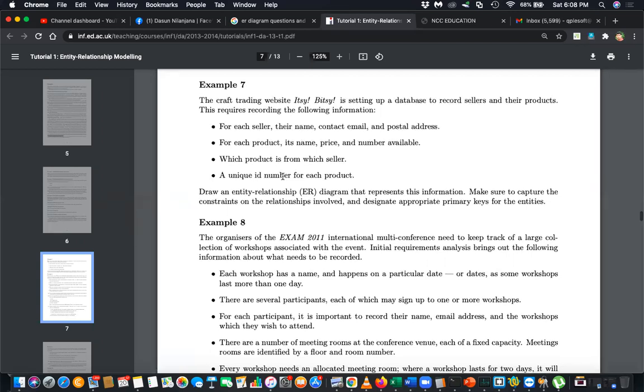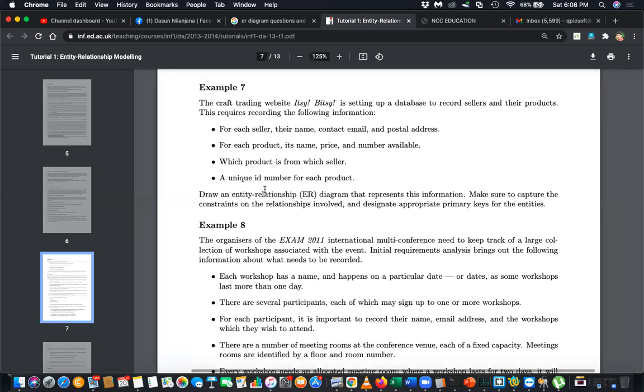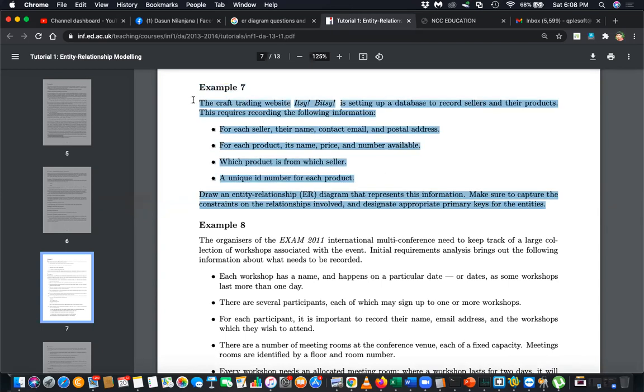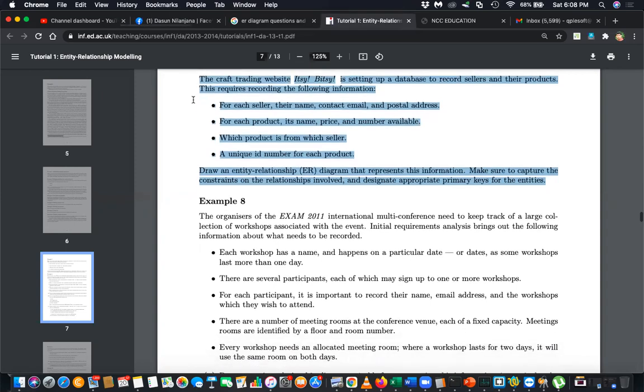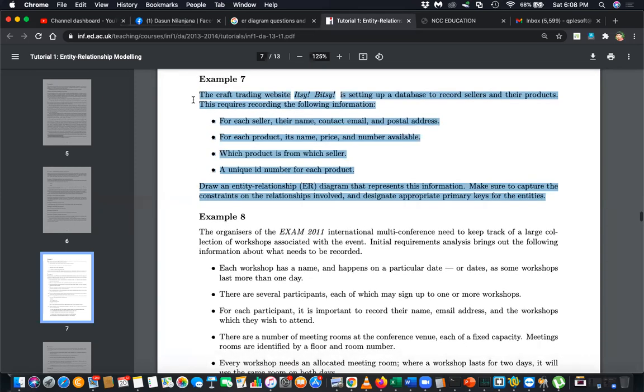You are asked to draw an entity relationship diagram that represents this information. Make sure to capture the constraints on the relationships involved and designate appropriate primary keys for the entities. So this highlighted question, I just want you to quickly go through the question first and give the answer. I'll give you some time.